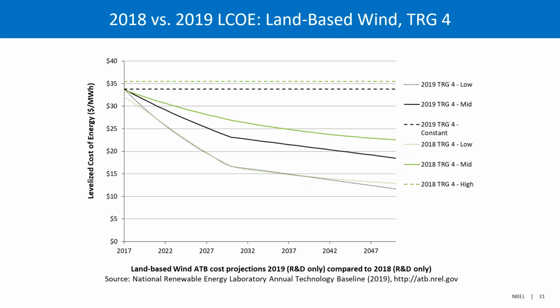For the mid case, we see a steeper cost reduction trajectory from the basis year out to 2030. This is from the shift to the updated bottom-up cost modeling methodology for the 2030 estimates. And beyond 2030, the learning curve methodology results in a similar reduction trend to that presented in the 2018 ATB. The low case results show a similar cost projection to that of the low case in 2018 ATB, despite the updated projection methods in this year's ATB.